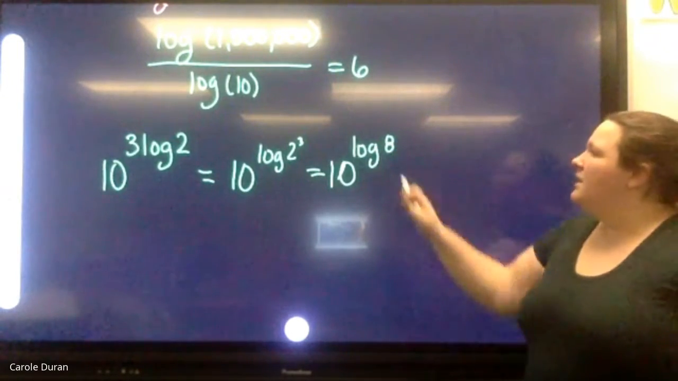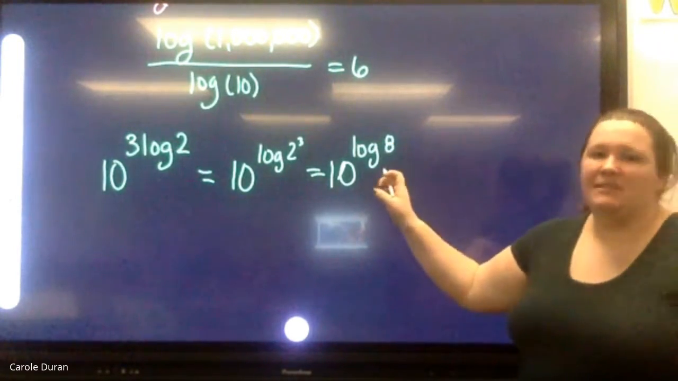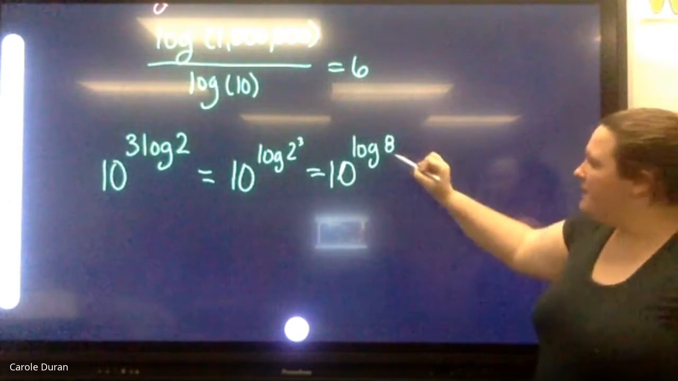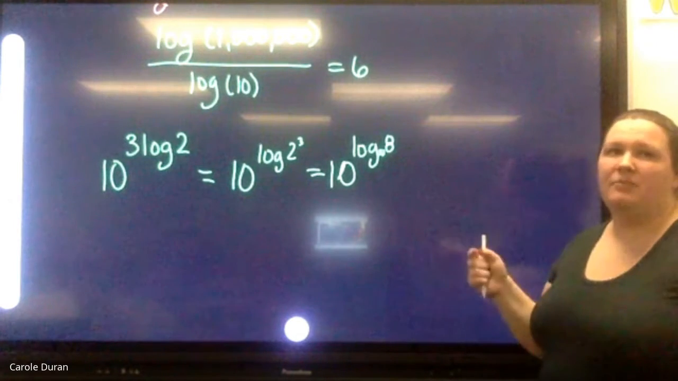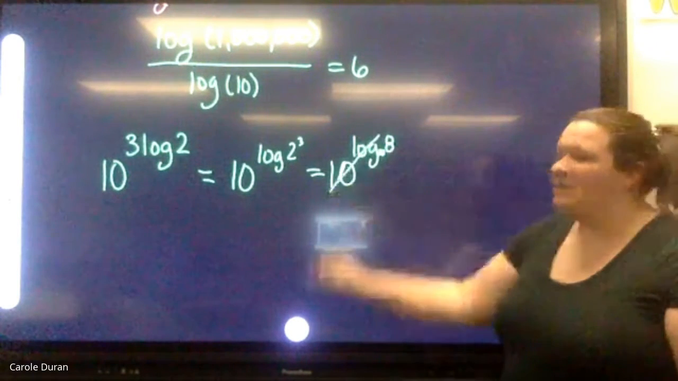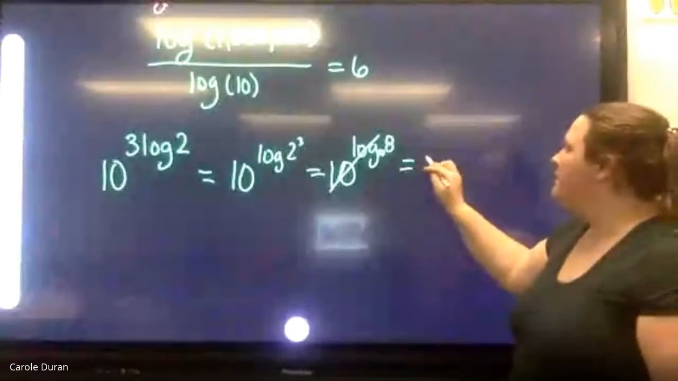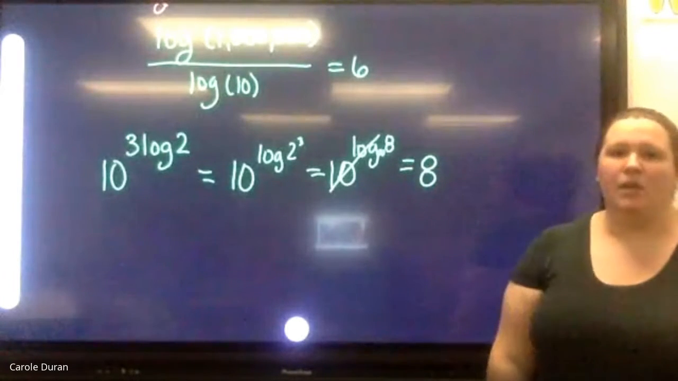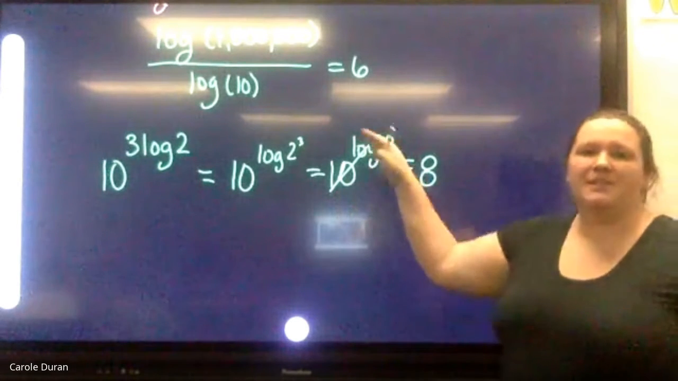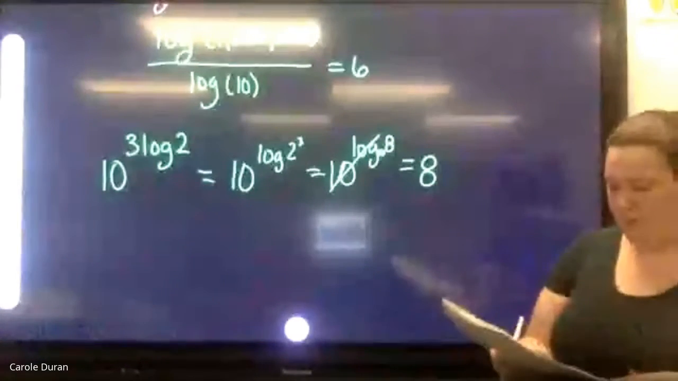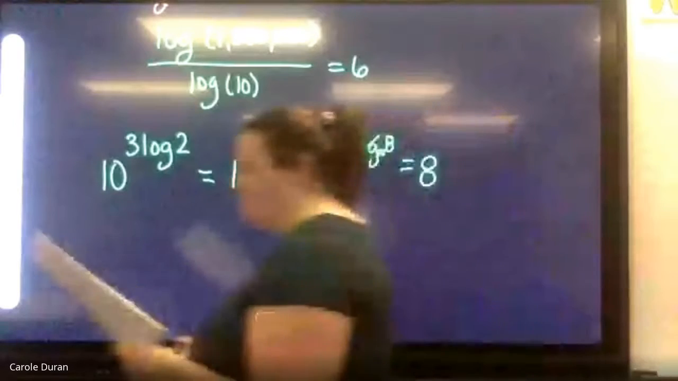Then I notice that log of 8 doesn't have a base listed, so I assume it's base 10. If it's base 10, and I'm taking 10 to the log of a base 10 power, the log 10 and the 10 cancel each other out, leaving just the 8 as my answer. So anytime we have a base raised to the log of the same base, the base and the log cancel, leaving just whatever I was taking the logarithm of.